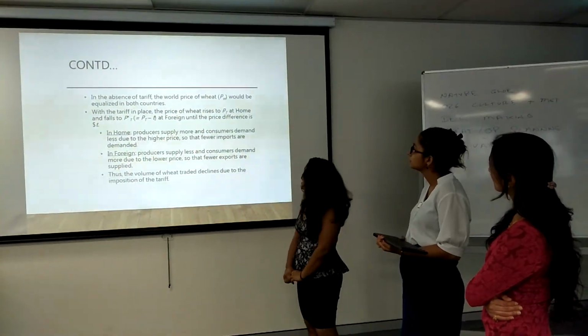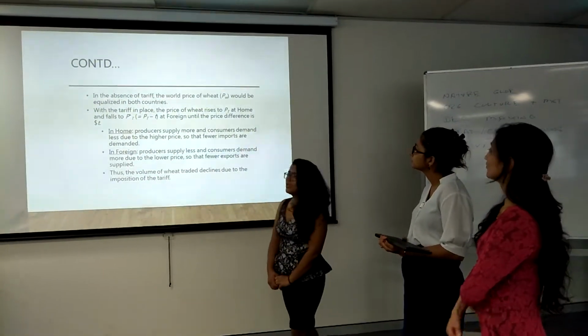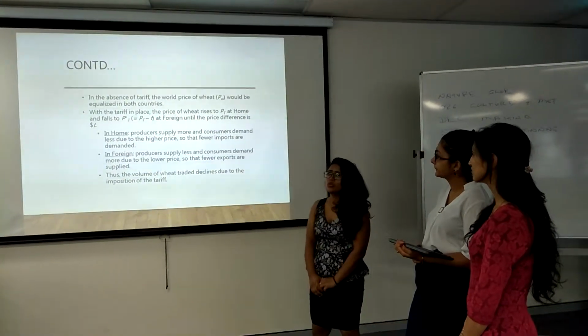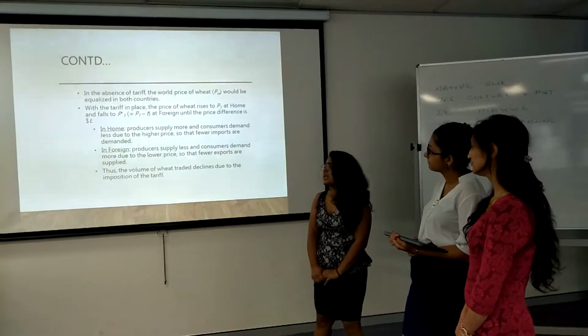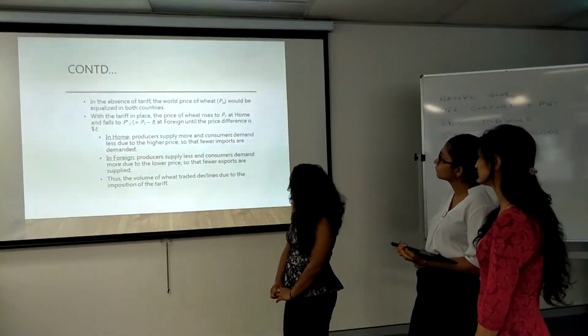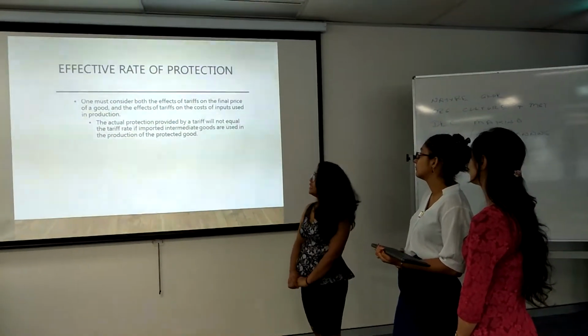So with the tariff, fewer imports are demanded. And in the foreign country, the producers supply less and the consumers demand more due to the lower price, so that fewer exports are supplied. Thus the volume of the wheat traded declines due to the imposition of the tariff.